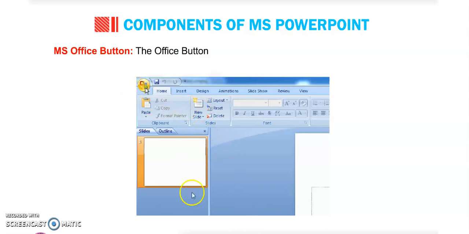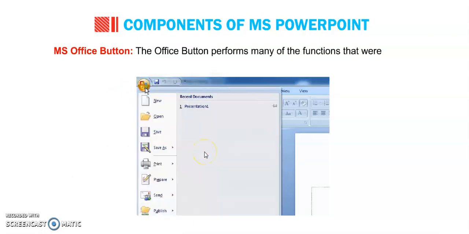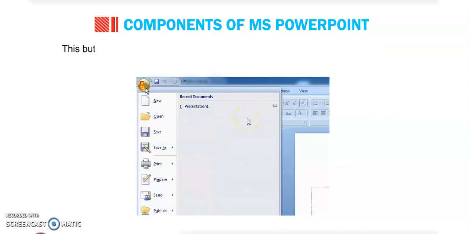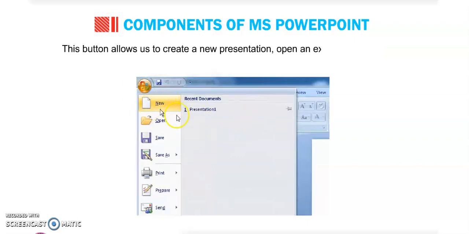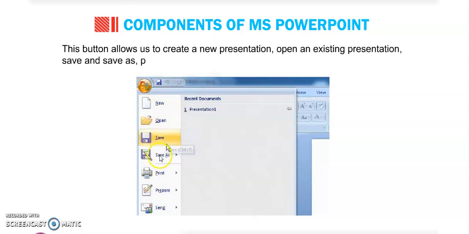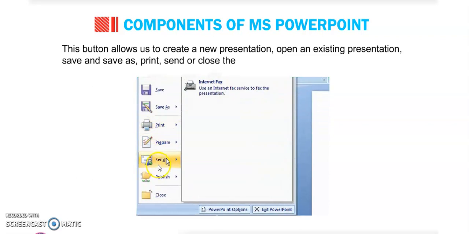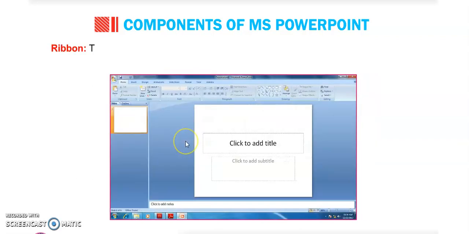Next is the MS Office button. The Office button performs any of the functions that were available in the file menu of older versions of PowerPoint. So this button allows us to create a new presentation, open an existing presentation, save and save as, print and send, and close the presentation. So all this work we can do with this Office button menu.